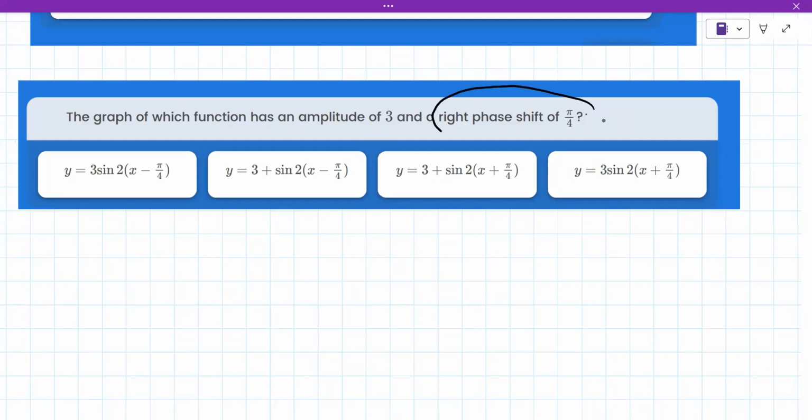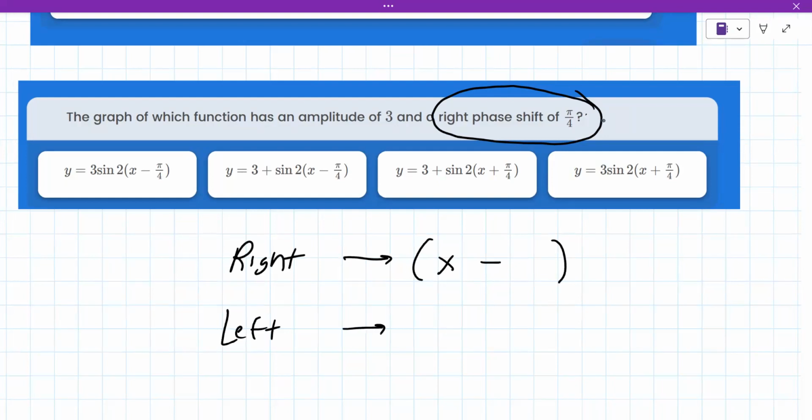So, a right phase shift of pi over 4. Okay, we looked at this earlier. If something is going to the right, in parentheses it's x minus. And if something is going to the left, it's x plus.